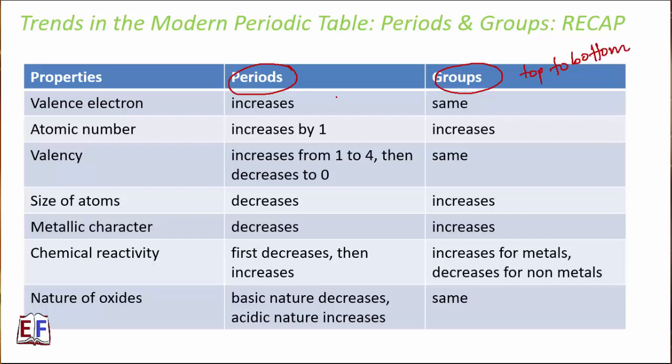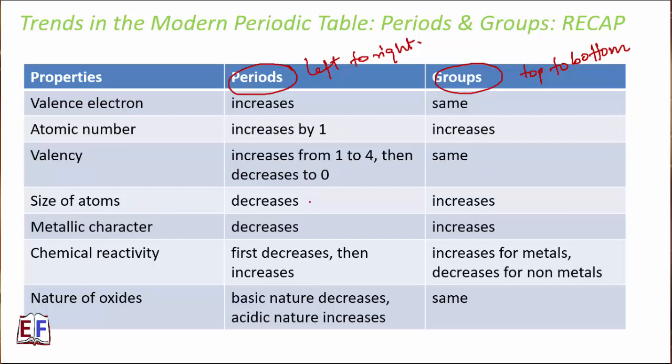When we talk about a period, it is from left to right. So you see, valence electron increases in a period, it remains same in a group. Atomic number increases by 1, here it increases but not by 1. Valency increases from 1 to 4, then decreases to 0, here it remains the same.